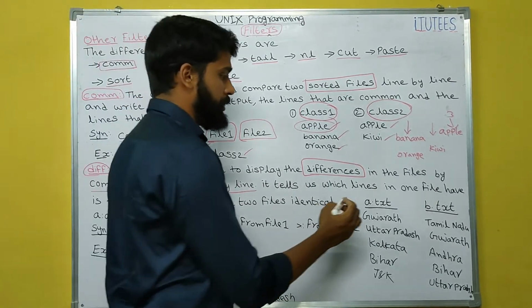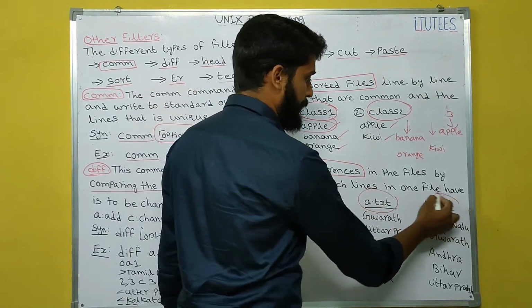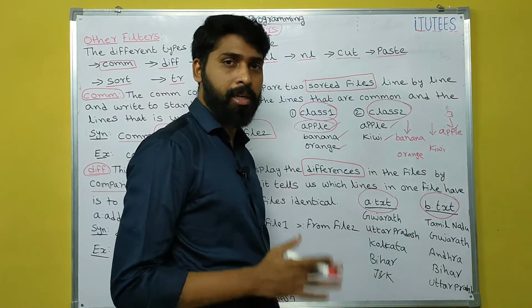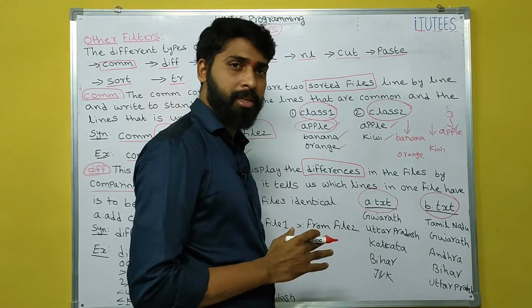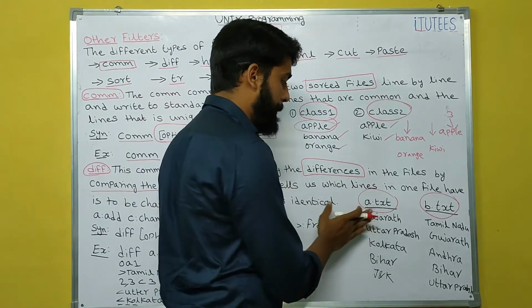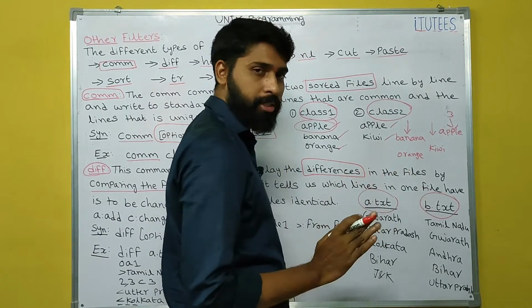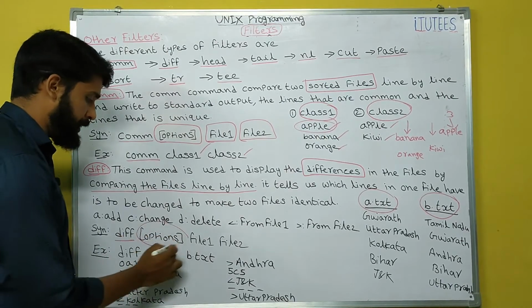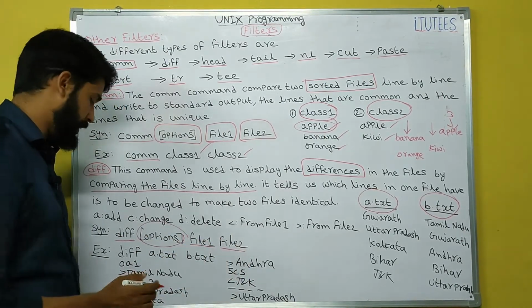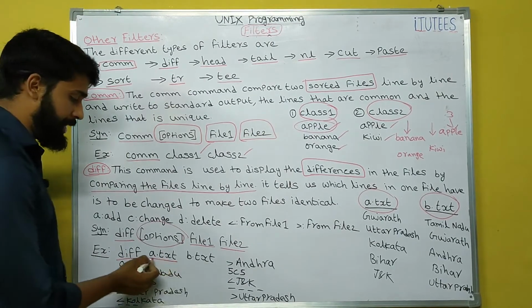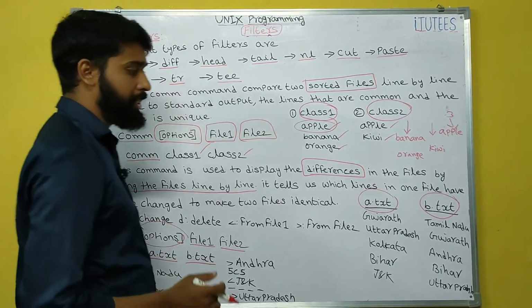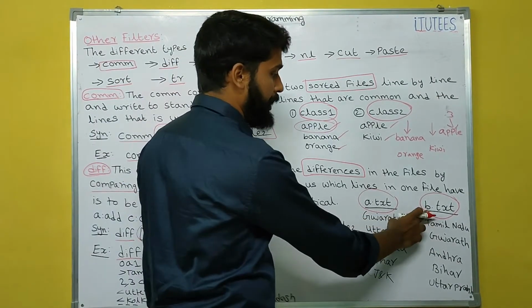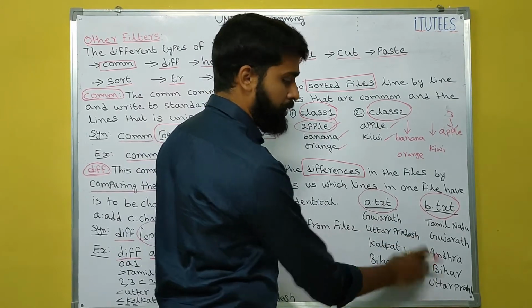So let us assume this is file 1, a.txt, and this is b.txt. If you apply the diff command on these files, it displays some messages. These messages convey how you can make a.txt into b.txt. The syntax is diff, options, and then you give the file names. Example: diff a.txt b.txt. What is the content in a.txt? Gujarat, Uttar Pradesh, Kolkata, Bihar, Jammu and Kashmir. b.txt: Tamil Nadu, Gujarat, Andhra, Bihar, Uttar Pradesh.